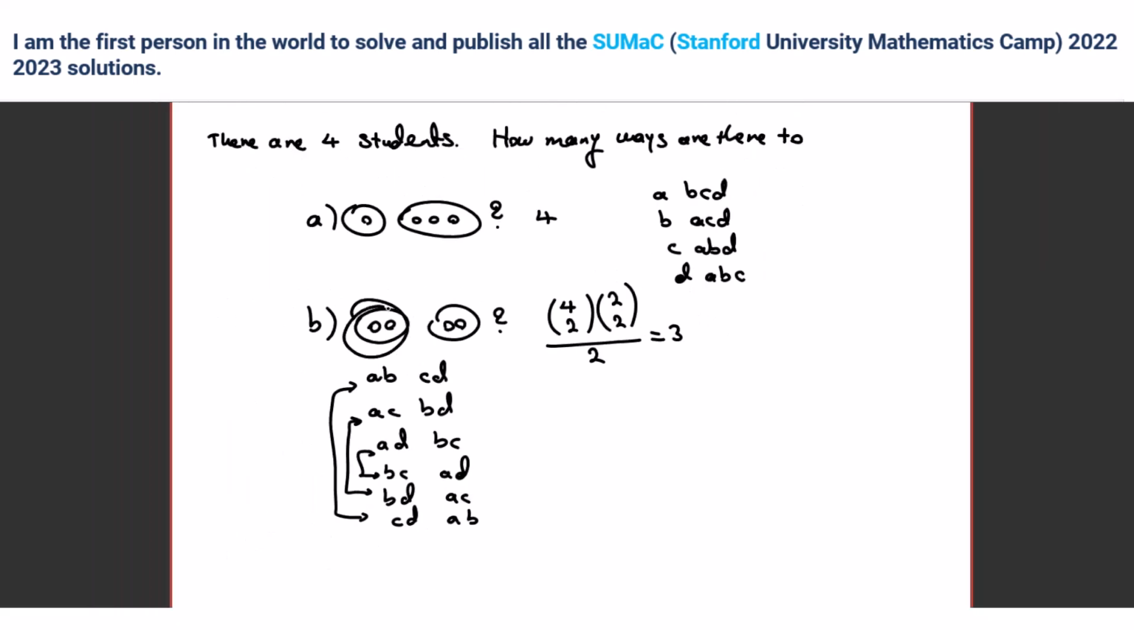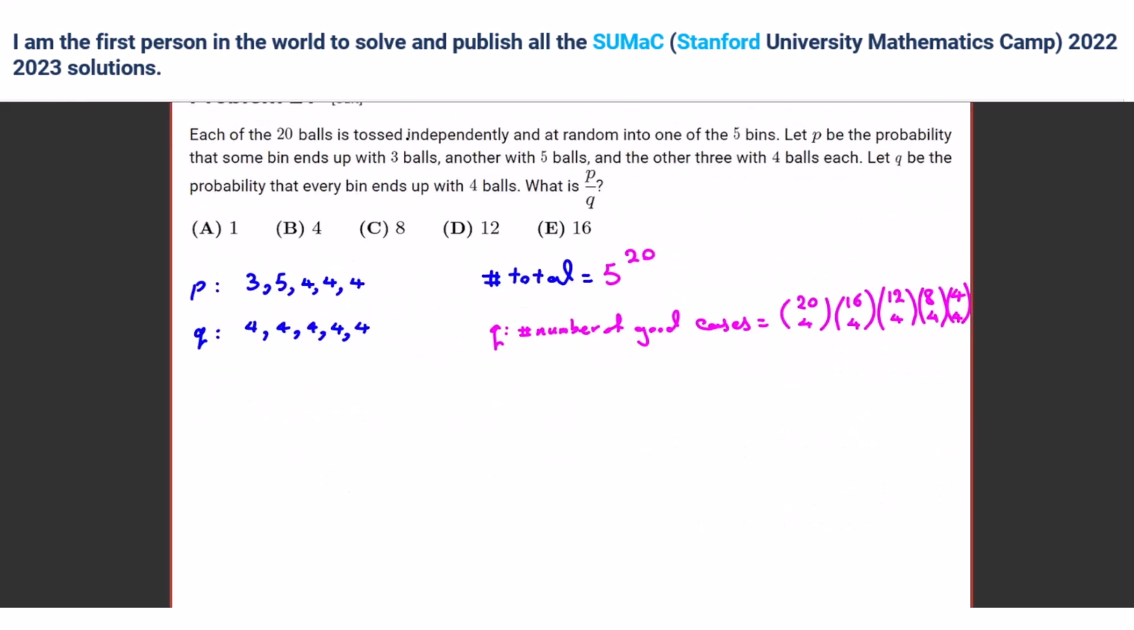But if, for example, the first one is team 1, team 2, you shouldn't divide by 2, if they have names. Here we have the same thing. If the bins didn't have names, we should divide by what? 5 factorial, exactly. If, for example, it says split 20 students into 5 groups, each has 4 members, then we should divide. But here, because the bins are bin 1, bin 2, bin 3, we shouldn't divide. Agreed.